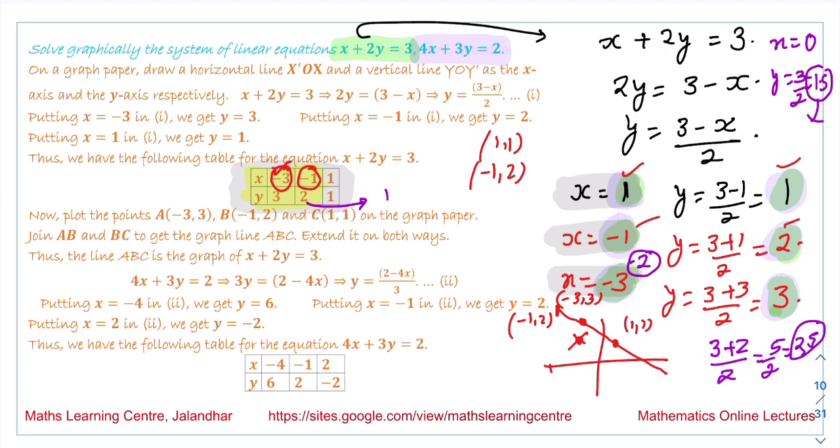Similarly, the second equation we have is 4x plus 3y is equal to 2. When you find the value of y from this, you get 3y is equal to 2 minus 4x. The value of y you get is (2 minus 4x) by 3.